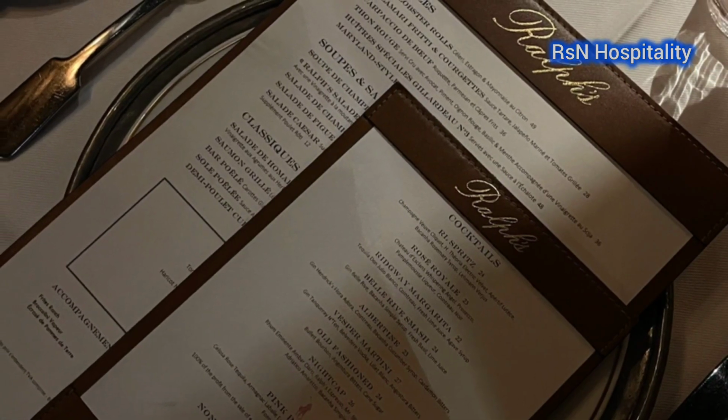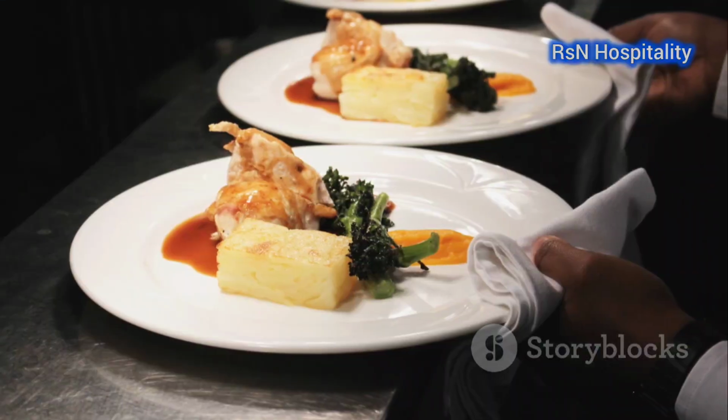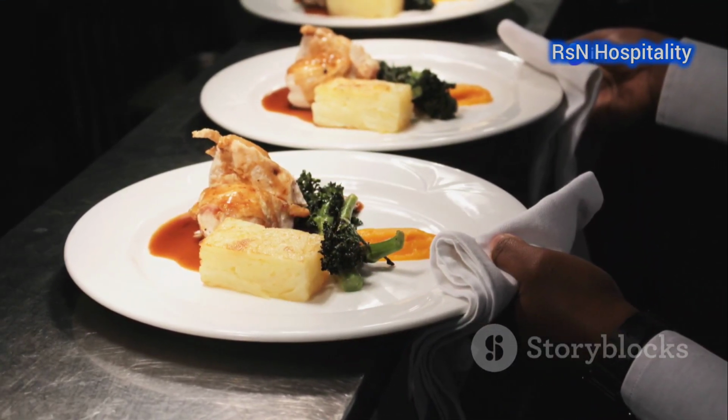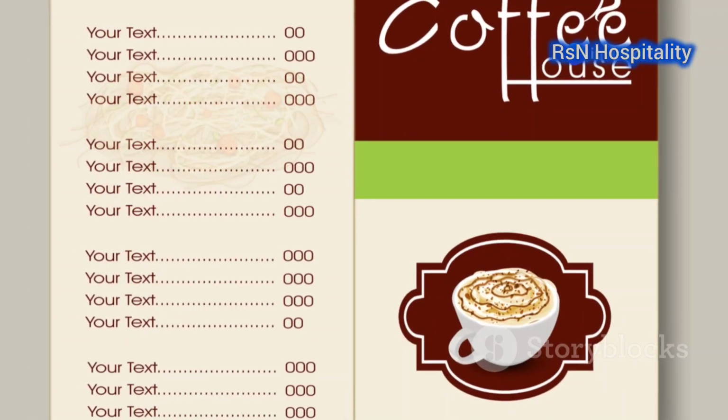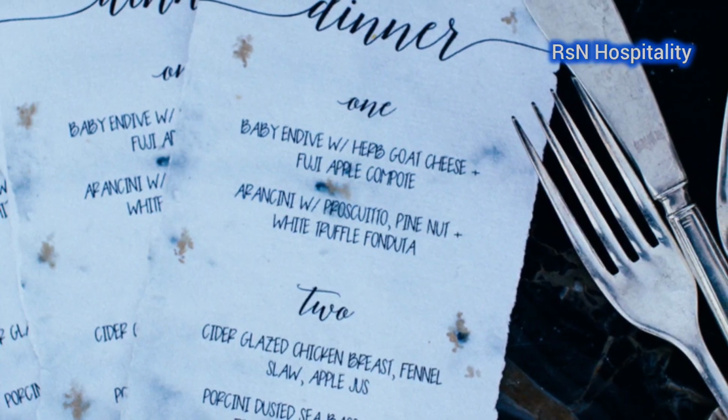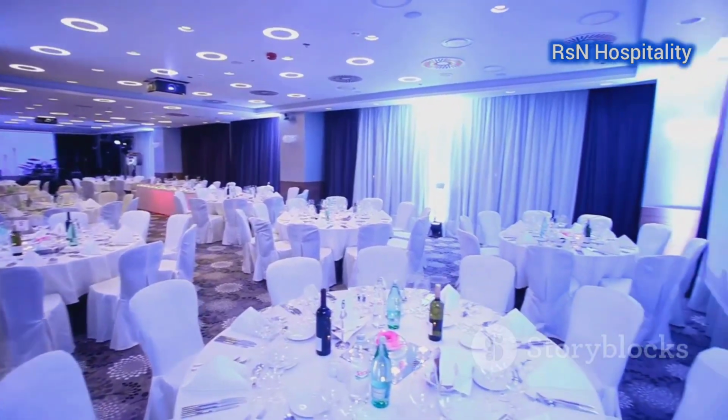Table d'hôte, meaning table of the host. This menu offers a limited choice, planned in advance, usually for specific functions. Each dish is not individually priced. Instead, the complete meal is sold for a fixed price. It's commonly used for special occasions and buffet menus.